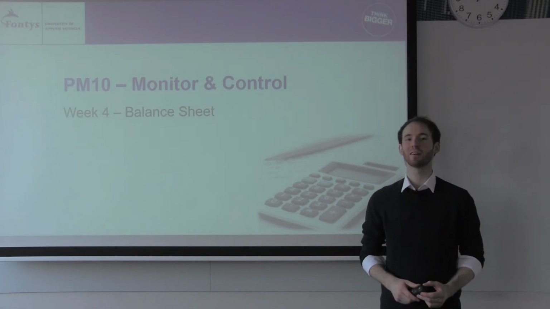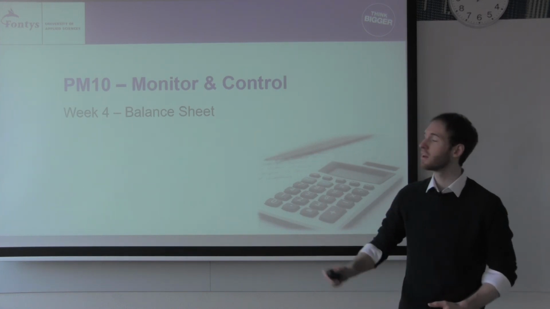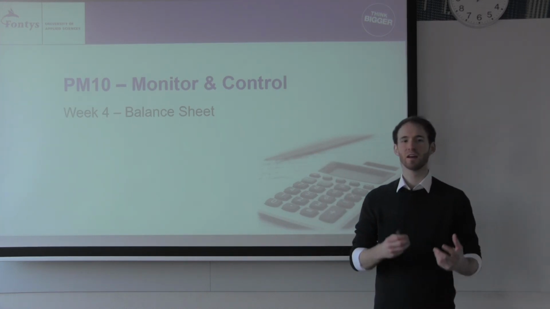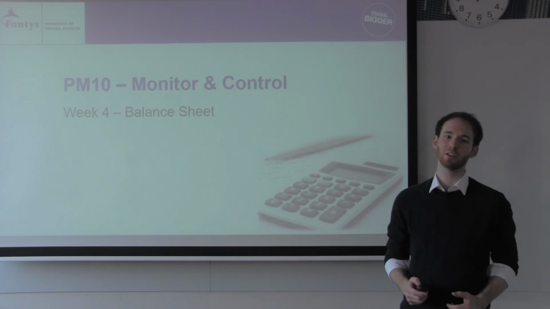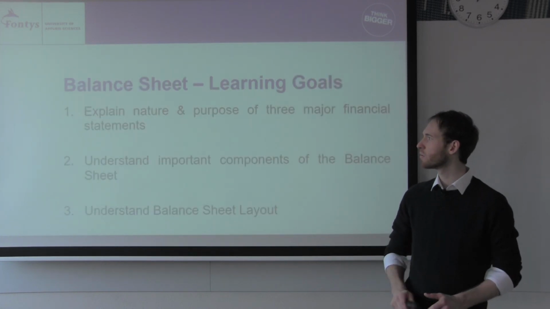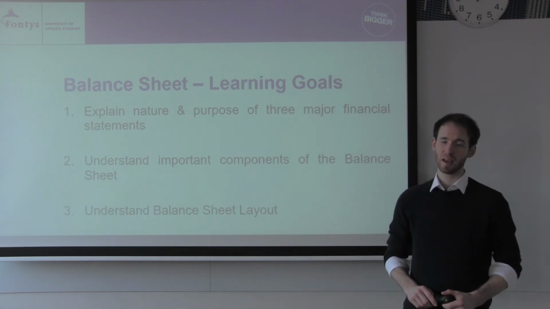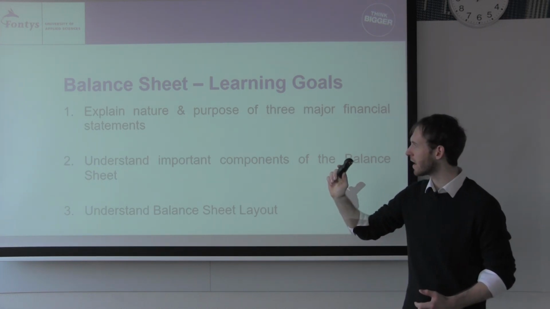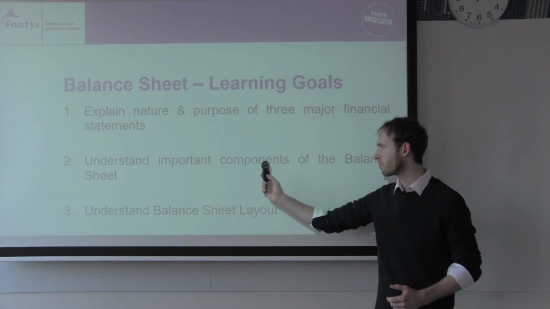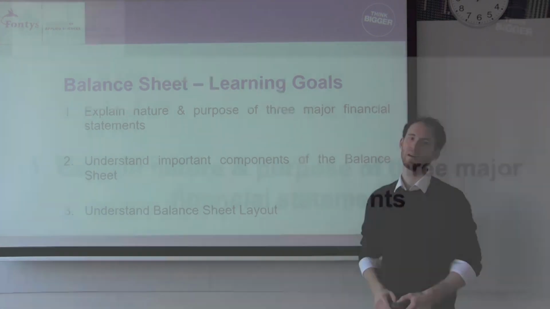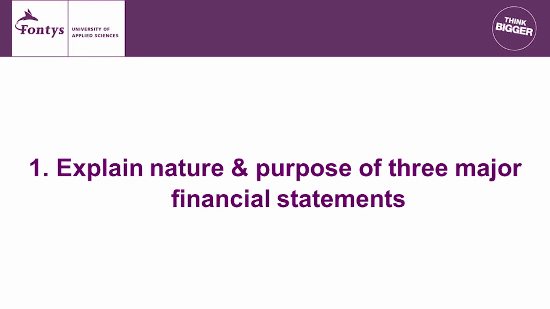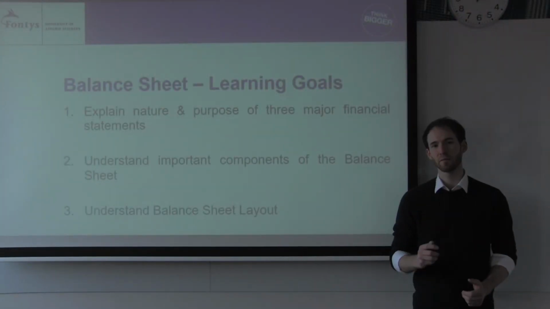And in this week we really start with the finance topic. So we start with looking at what a balance sheet is and what the different items of a balance sheet are. So we have 3 learning goals. The first thing is explain the nature and the purpose of the 3 main financial statements. Then we look at the balance sheet and understanding the most important components, and then we look at the layout of the balance sheet. So let's start with explaining the nature and the purpose of the 3 major financial statements.